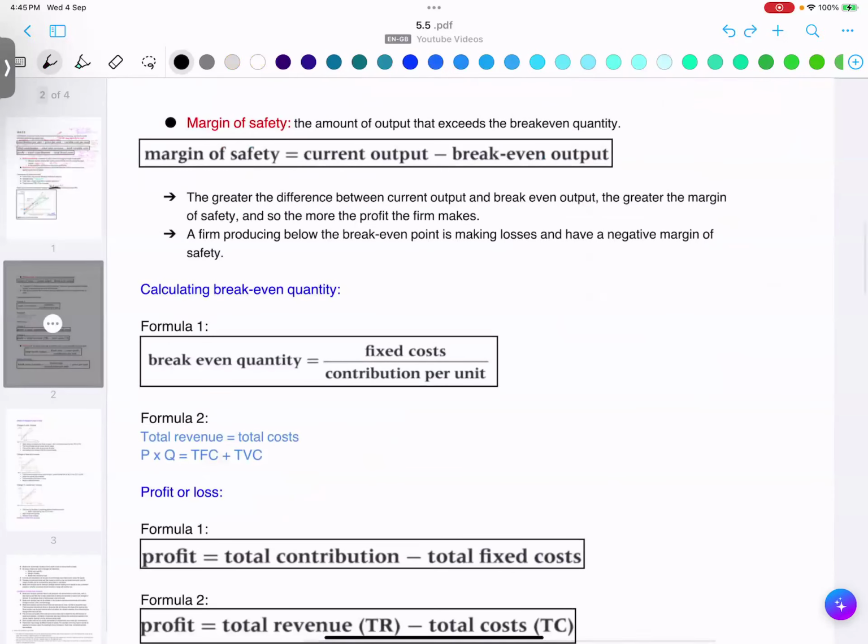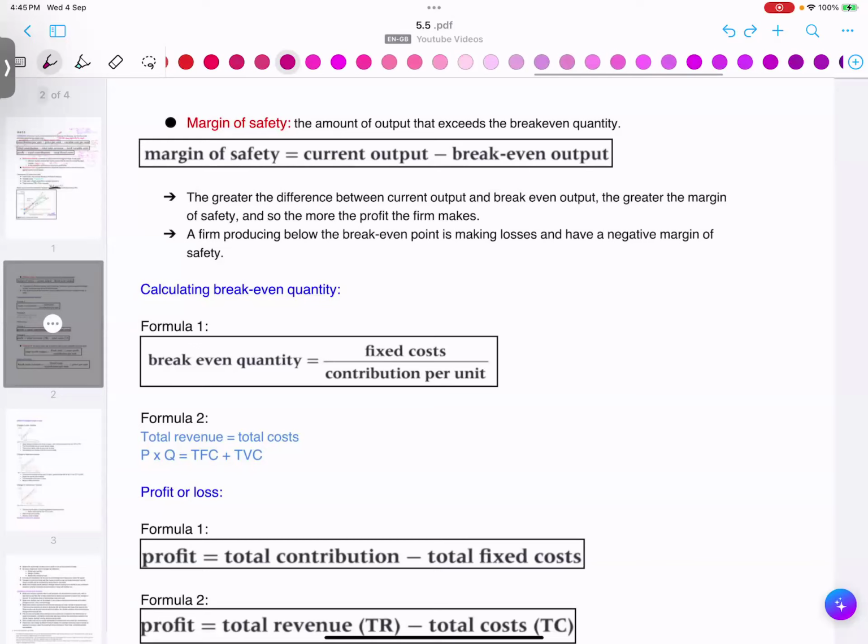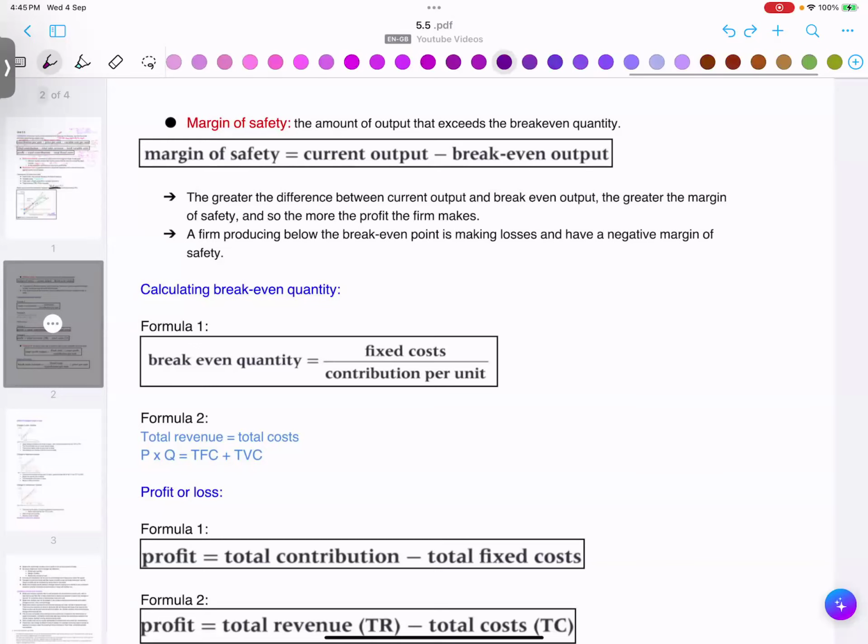So we have margin of safety. This is also frequently asked about in the IB Business Management syllabus. So let us continue. So basically, margin of safety is the amount of output that exceeds the break-even quantity. And it has to do with its name. Safety, right? That means that the business is safe. They're making money, right? So when it exceeds the break-even quantity, it means that the business is making profit, right? So therefore, here you have the current output, and here you have the break-even output.